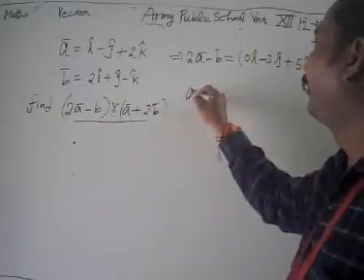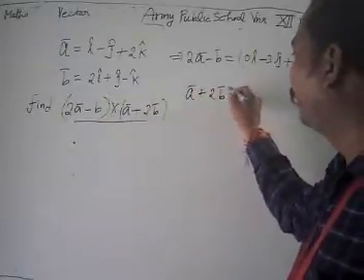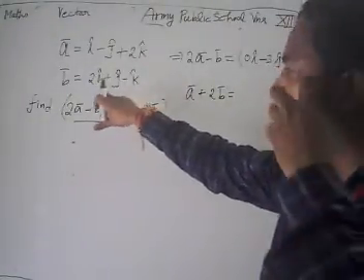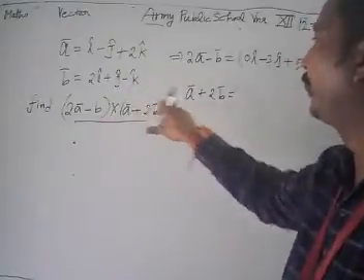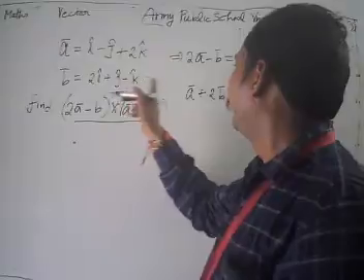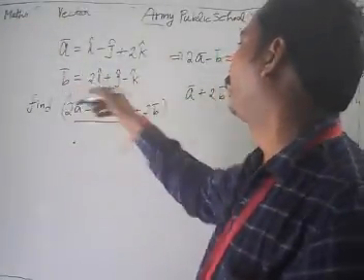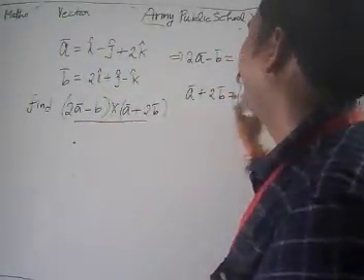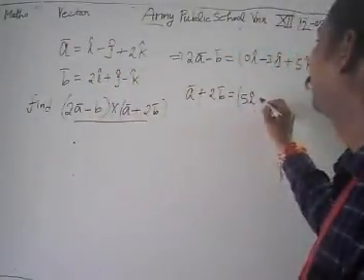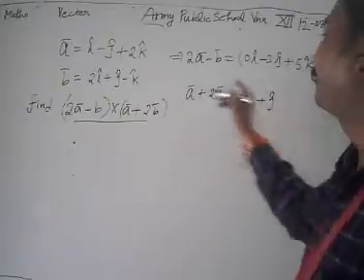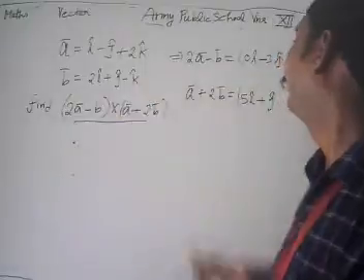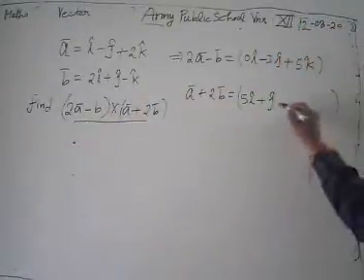Now we have to find the value of vector A plus 2B. A is i cap minus j cap plus 2k cap, and 2 times B is 4i cap plus 2j cap minus 2k cap. Then A plus 2B: 1 plus 4 gives 5i cap, minus 1 plus 2 gives plus j cap, and 2 minus 2 gives 0k cap.